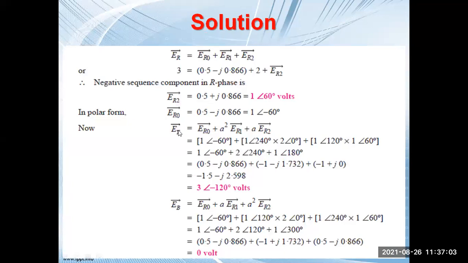Now EY equals, we know that, ER0 plus A square into ER1 plus A into ER2. So ER0 is given, then your ER1 value is also given, and ER2 you have already calculated. Now A square equals 1 angle 240 degree, A equals 1 angle 120 degree. So if you substitute this, then you will get this value. Now EB equals ER0 plus A into ER1 plus A square into ER2. A is 1 angle 120 degree and A square is 1 angle 240 degree. So we'll substitute these values. EB we are getting 0.